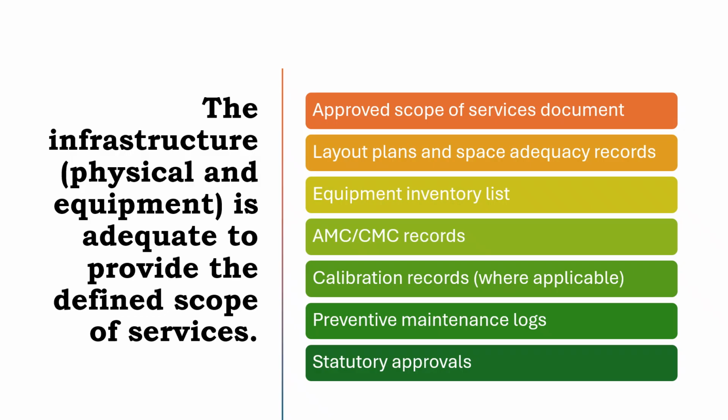So all equipment should have an annual maintenance contract or CMC records. All the equipment should be calibrated as per the calibration calendar. So for all the equipment, you should have the calibration calendar, you should have the AMC CMC calendar, and the preventive maintenance. So all equipment records should be available in the lab and should be updated as per the requirement. And wherever there is a statutory requirement, it should be there. Like HIV testing, you should take the consent, and that should be available and in place.